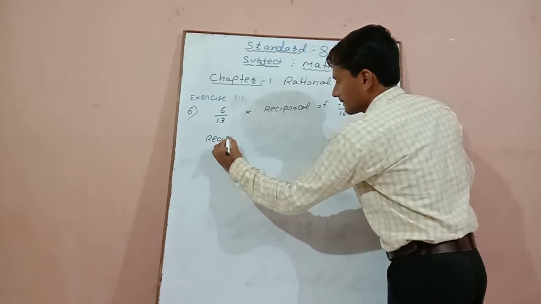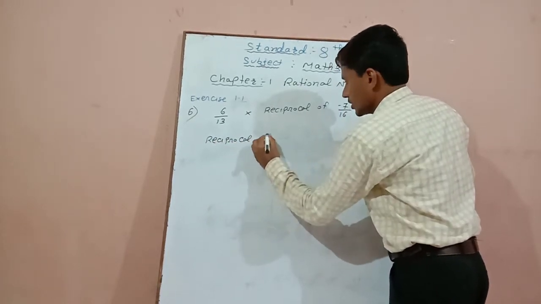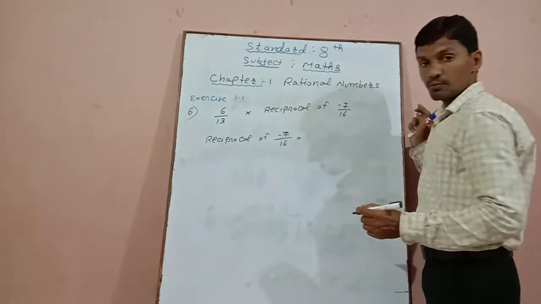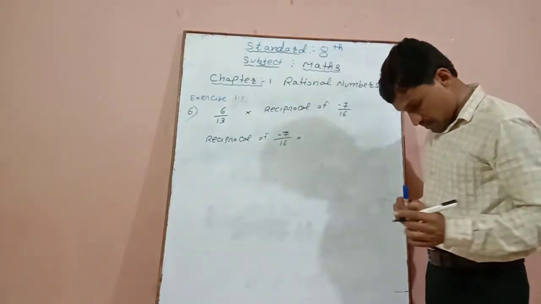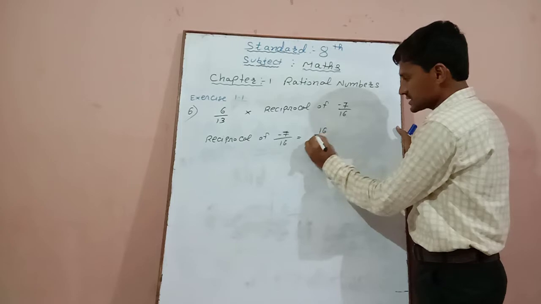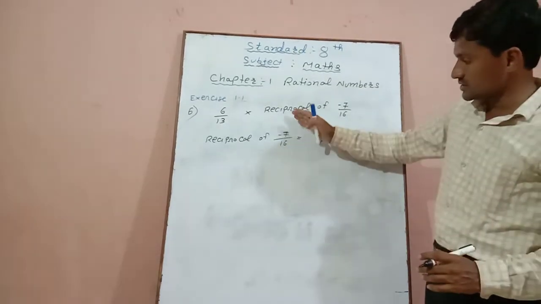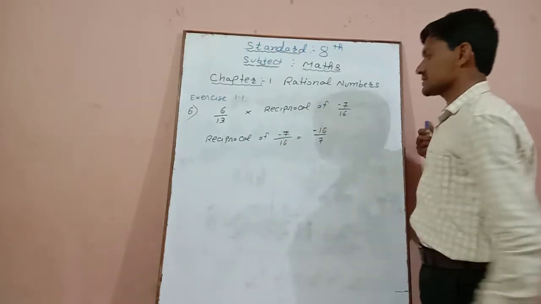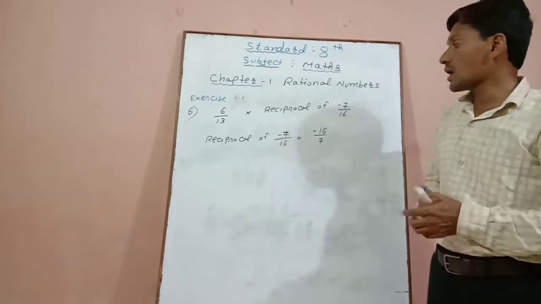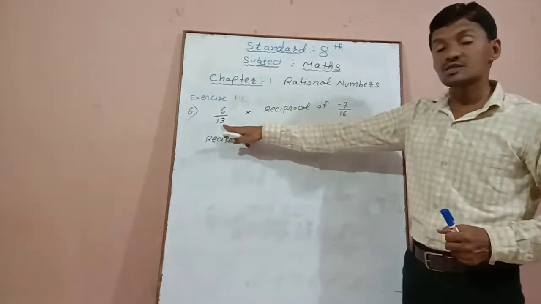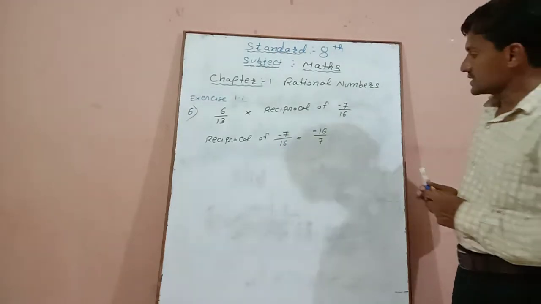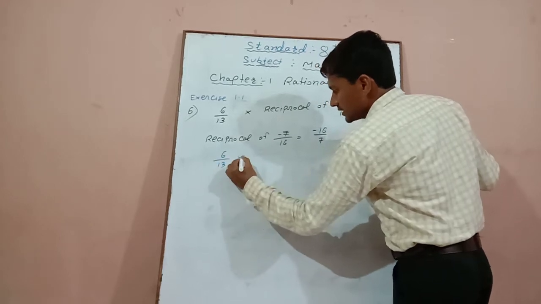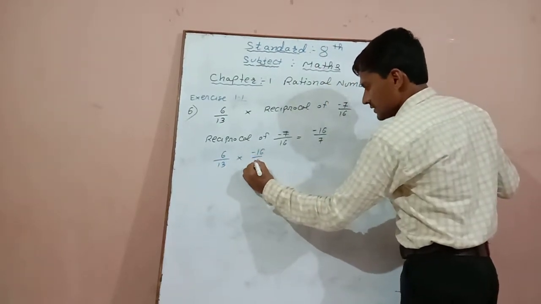First of all, we will find the reciprocal of minus 7 divided by 16. Reciprocal means we have to reverse the number. By reversing, the answer will be 16 divided by 7. So we have changed it, but here the minus sign will be as it is. So the reciprocal is minus 16 divided by 7. Now we have to multiply 6 divided by 13 into minus 16 divided by 7.